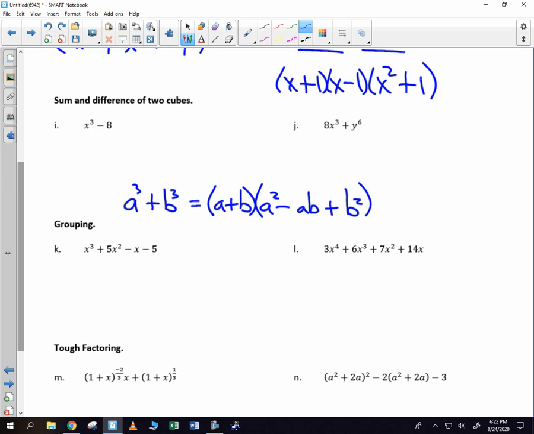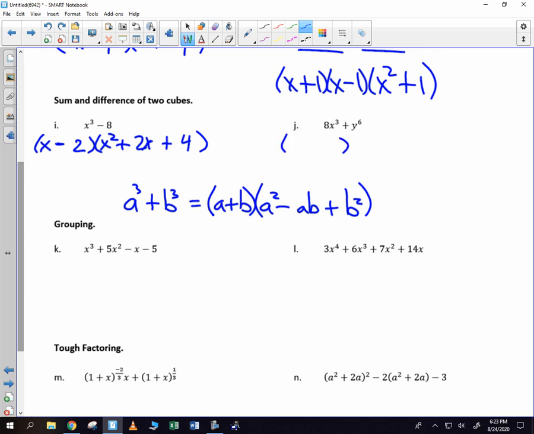So, I see two cubes. Set it up. X and 2. Square the front to get x squared. Square the back to get 4. Multiply the two together, 2x. Okay, this is minus, so this is minus. This is always plus. This is opposite what the beginning is.